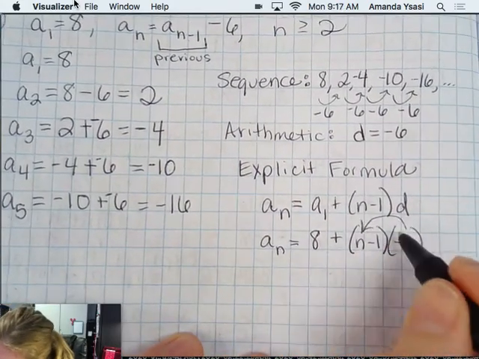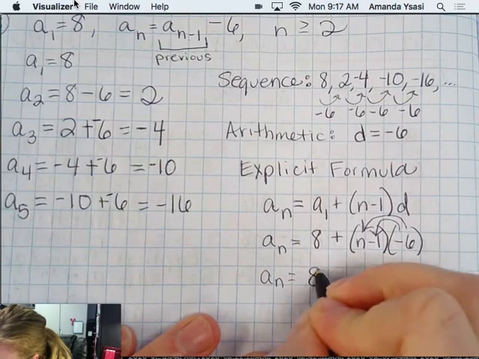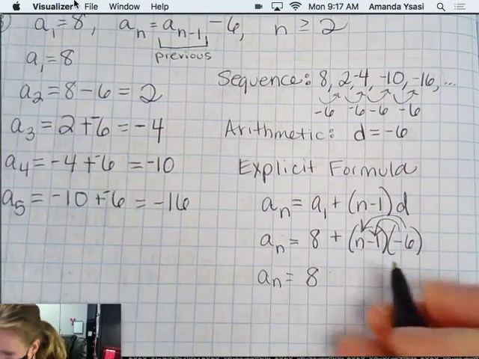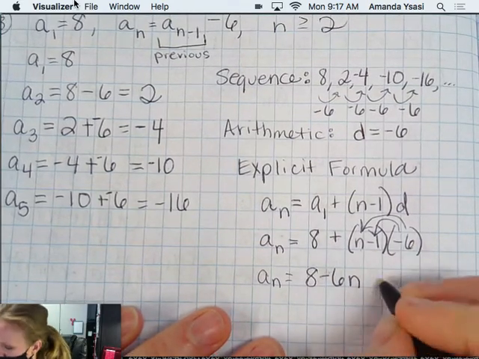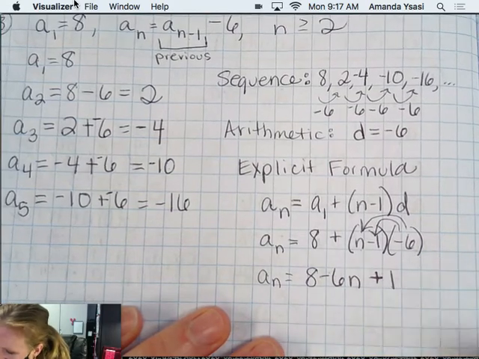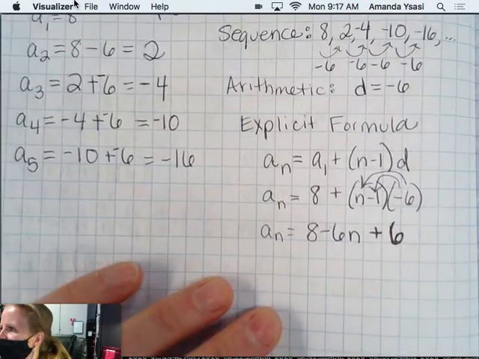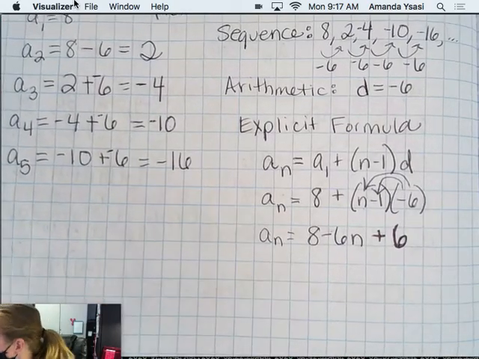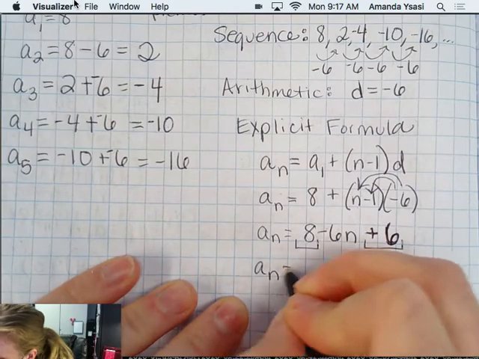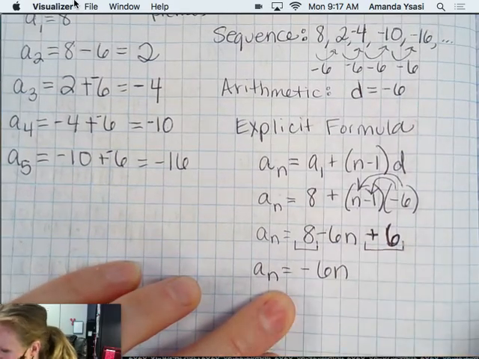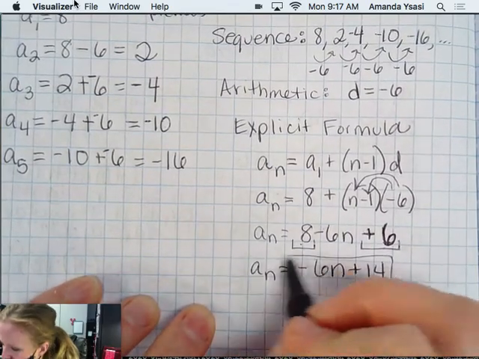So distribute. AN equals 8. Negative 6 times n. Negative 6n. And then negative 6 times a negative 1. Positive 6. Yeah, you're right. Sorry. Got a little confused there for a sec. And then we combine terms. Combine like terms. 8 and positive 6 can be combined. But I really want to have that negative 6n out first. And then 8 plus 6 is 14. So this is my explicit formula.